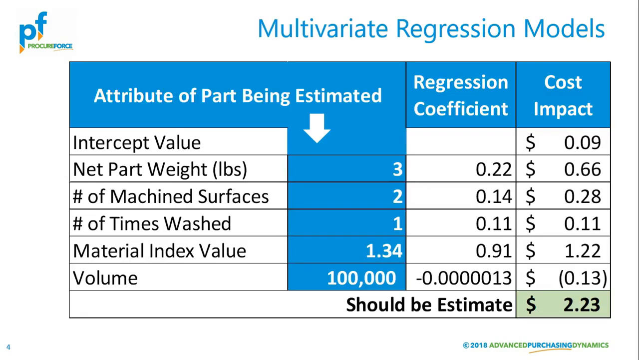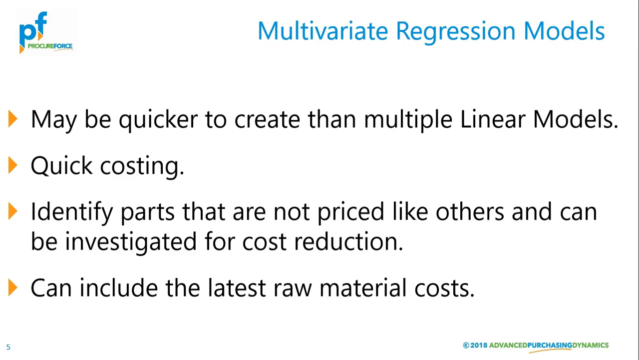Multivariate regression lets us look at a number of factors that influence the pricing or cost of components and develop a should-be estimate. Here's an example of a model that uses net part weight, number of machine surfaces, number of times washed, and a material index value to create a should-be estimate for a component. This was developed using multivariate regression.